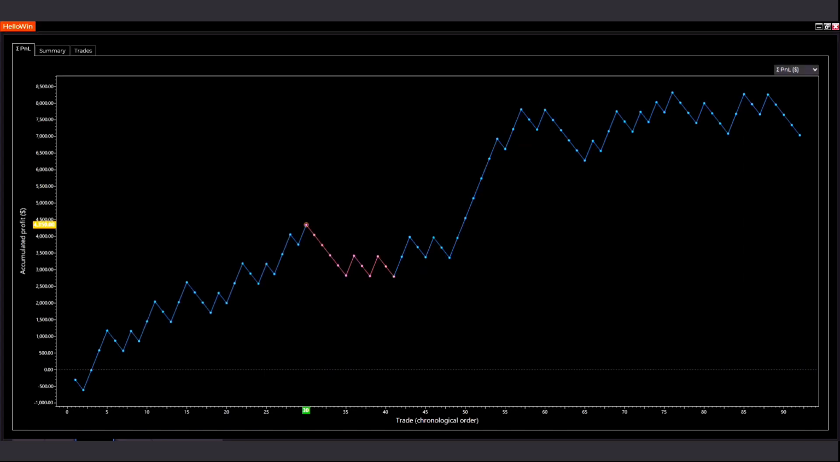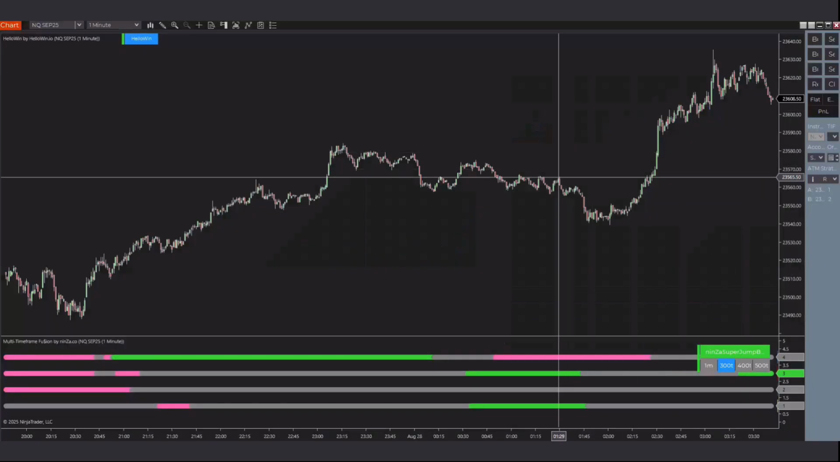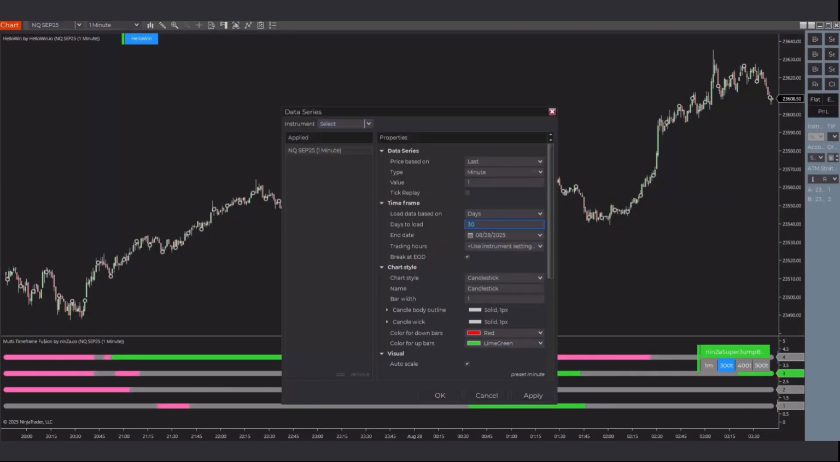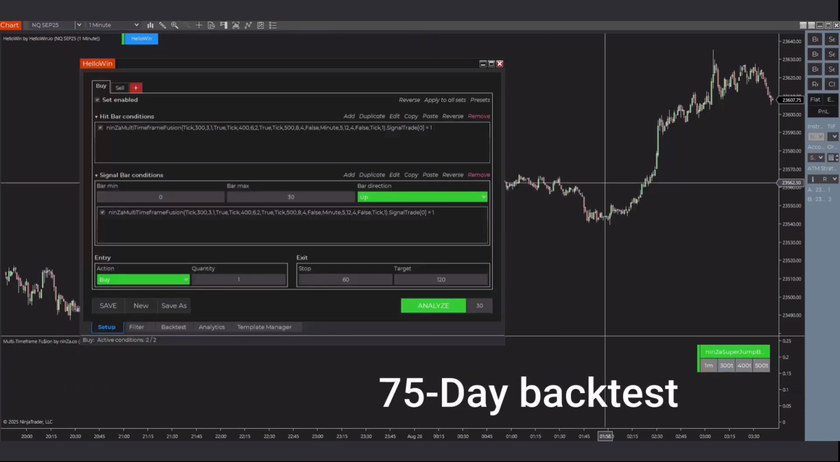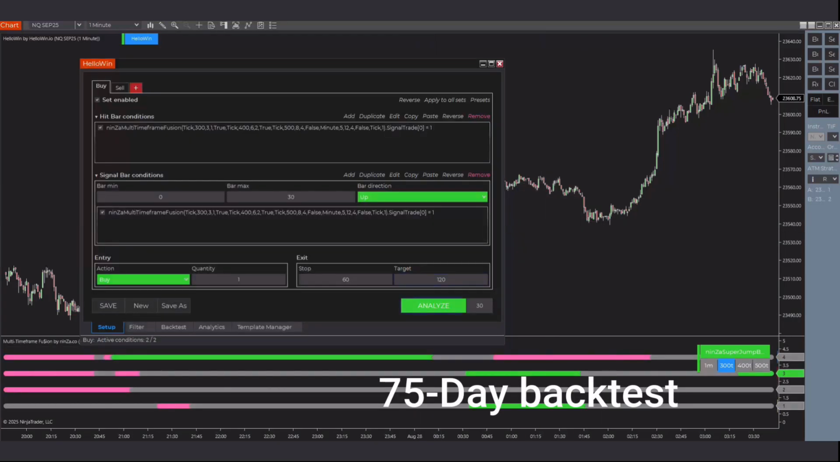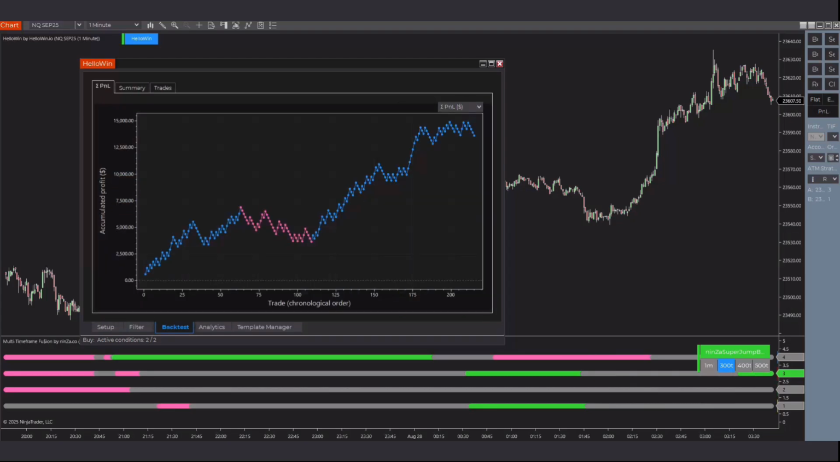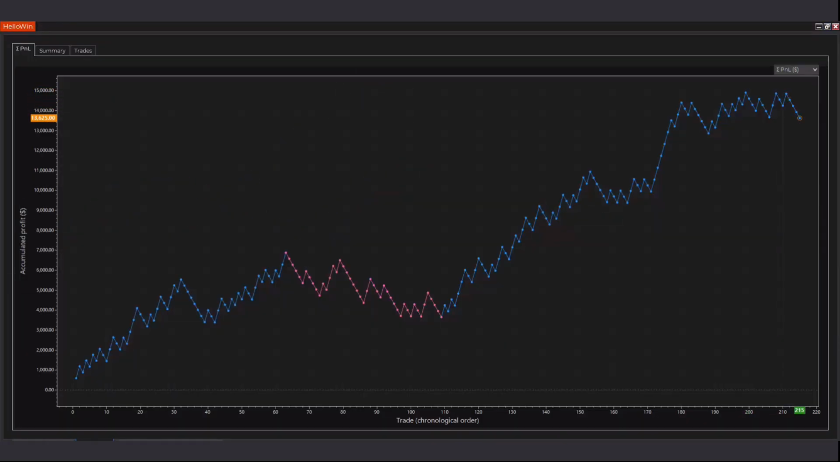Next, we'll extend our backtest to cover 75 days. All of the conditions and parameters will remain exactly the same. The only change is that we're increasing the testing period. This allows us to see how the strategy performs over a longer time frame, giving us a better sense of its consistency and long-term reliability.